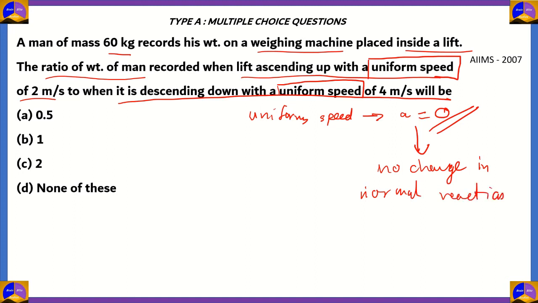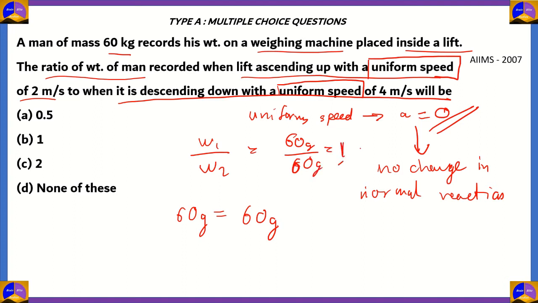So the weight of the person going up, let's say that is 60 g, when it's moving up, will be equal to 60 g when he's moving down. So therefore, weight 1 divided by weight 2, that is 60 g divided by 60 g, is equal to 1. So the ratio of both of these weights is equal to option B, 1.